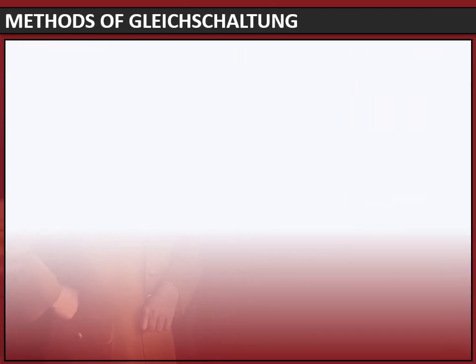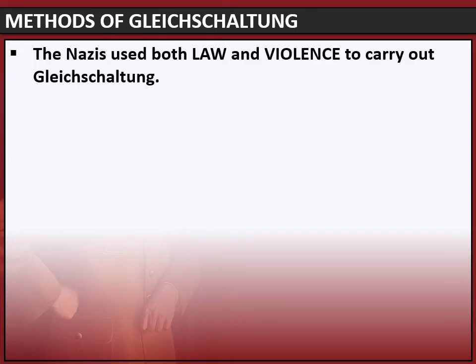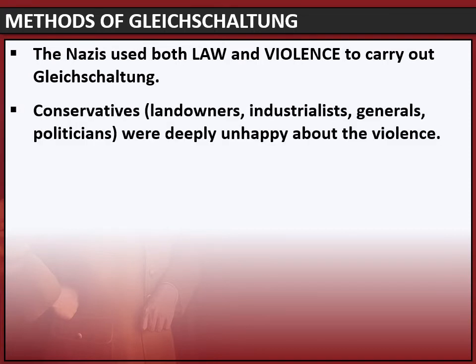So how did the Nazis carry this Gleichschaltung out? Well, they used both law and violence to do it. Many conservatives in German society, and I'm talking there about landowners, industrialists, army generals and politicians, many of these conservatives were deeply unhappy about the violence used by the Nazis.